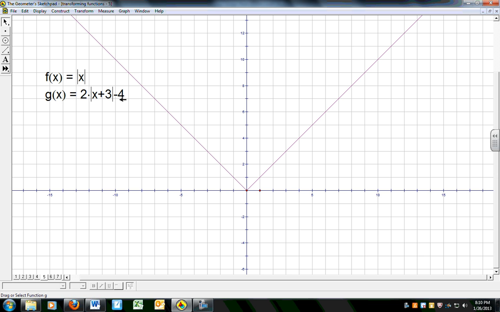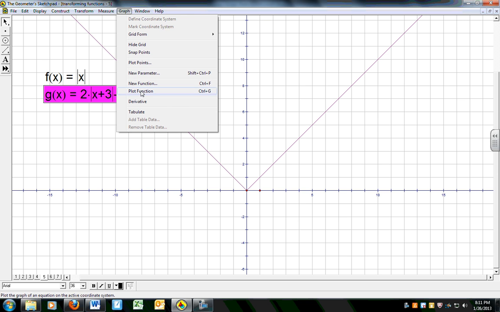So if I get the function here that has 2 times the absolute value of x plus 3, minus 4, I'm putting all of those transformations together. What I'm predicting out of this is this 2 is going to squeeze my parent function together a little bit. The plus 3 is going to shift me left 3, and the minus 4 is going to shift me down 4. So I'm predicting a vertex at negative 3 comma negative 4 and a little more narrow than this graph here.